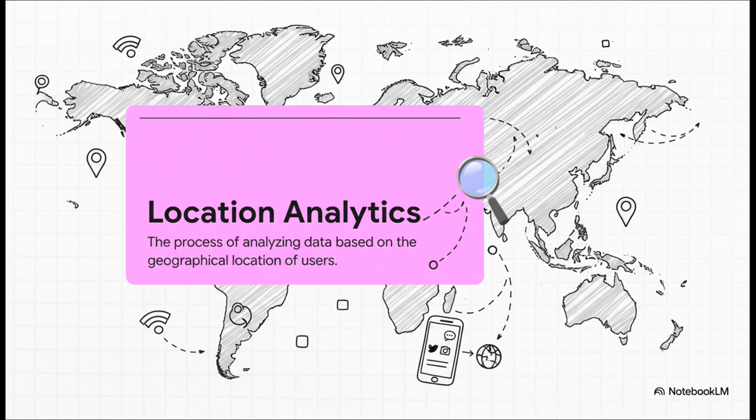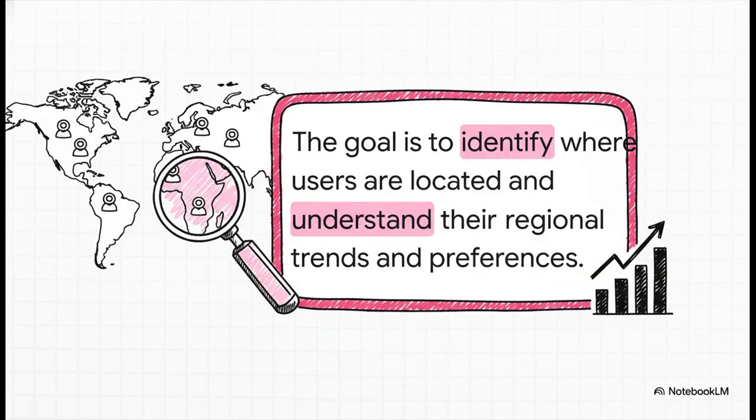Think about it. Every time someone tags their location on a post, a photo, or an activity, they're creating a little data point. And as analysts, our job is to connect those dots and find the meaningful patterns hidden within. And really, the big goal here isn't just to see where people are. It's to understand how their behavior and preferences change from one region to another.